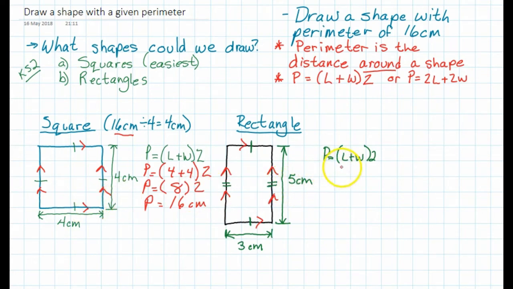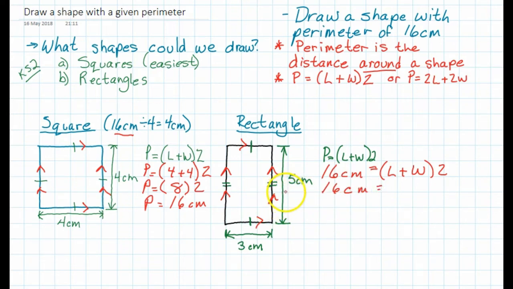All right, so we have our perimeter here. In this case, I'm going to put in what we're given. The perimeter is 16 centimeters, and that has to be made up by (length plus width), multiplied by 2. Okay, so that would be 16 centimeters.